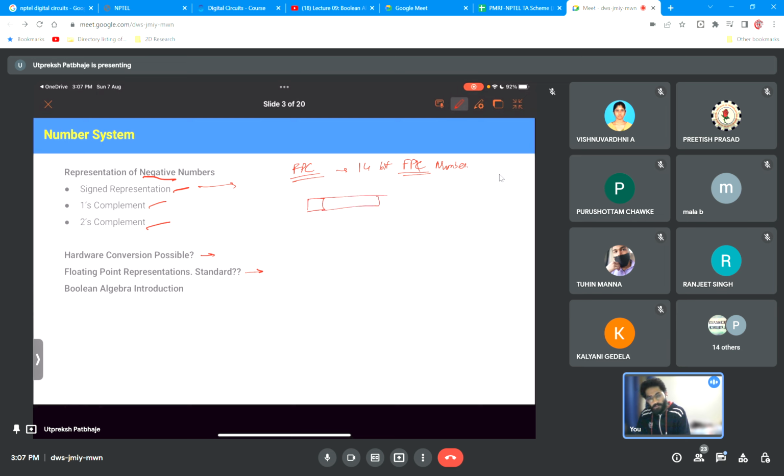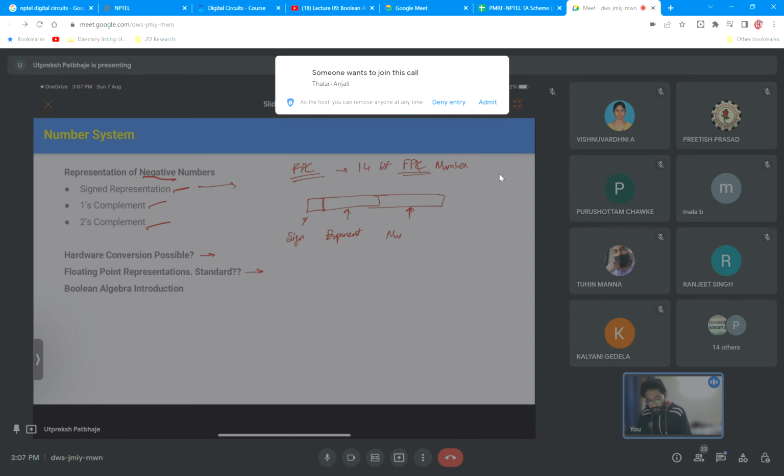Can you quickly type in the chat box what these 3 components are while I write them on the slide? The first bit will be for sign, the middle part will be for exponents, and the final part would just denote the number. So the actual number is stored here.